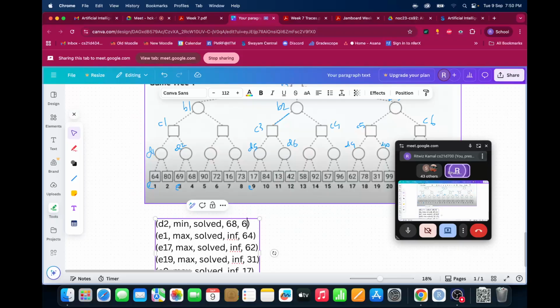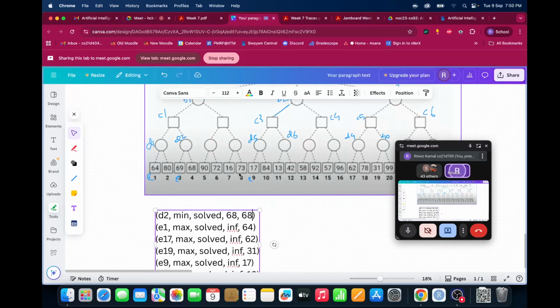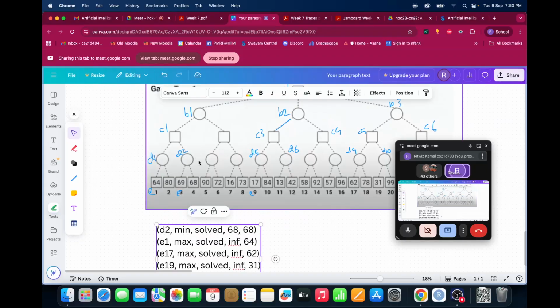And the value being returned is also 68, you can write. Now there is a rule which says that whenever one min child of a max node is solved, we can straight away say that that max node parent is also solved. Because here D2 is labeled as solved now by us, we can say that C1 is also solved. Are you following me? Yes, sir.